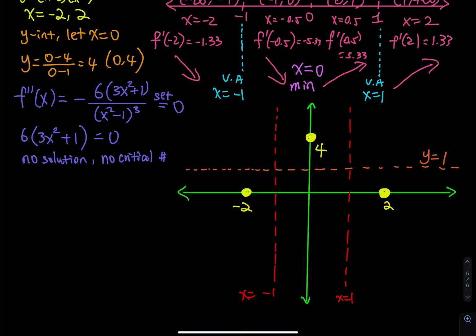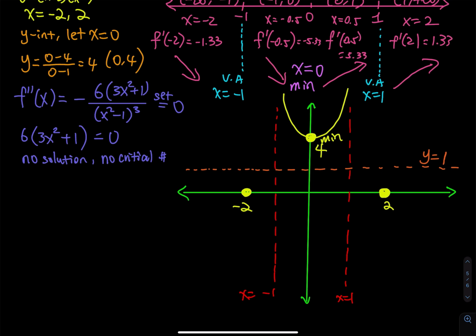So do you see right here? When x equals 0, we have a minimum. So going down and then going back up. That tells me the graph looks like this. Going down and then going up. So we have a minimum.